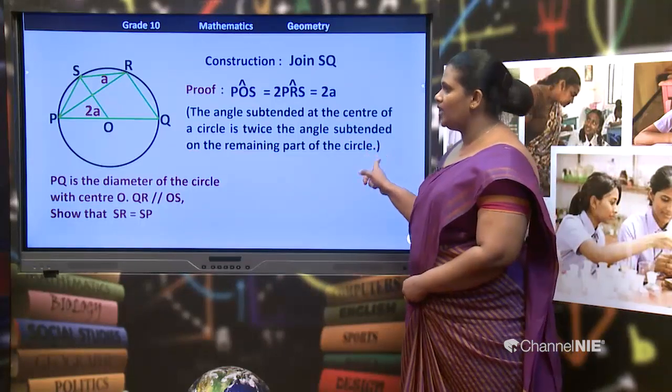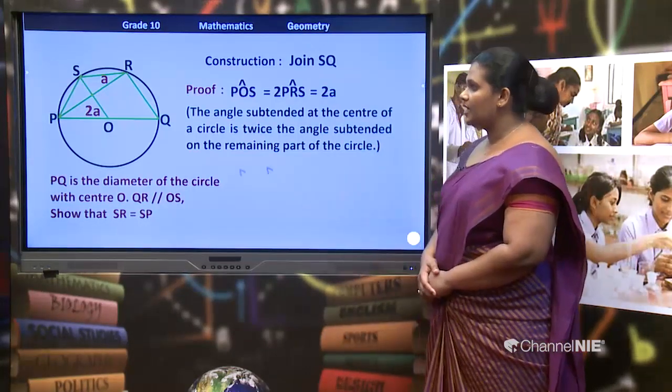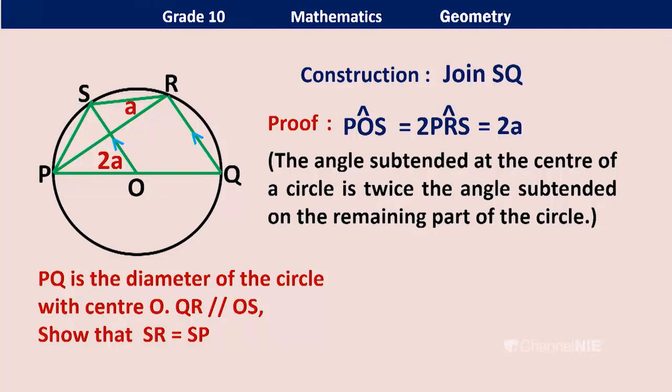Once again, we will have a look at the figure. In the question itself, they say that QR is parallel to OS. So, I have mentioned that in the figure. We will write it in the proof. QR is parallel to OS, that is given. So, we can mention it as data.